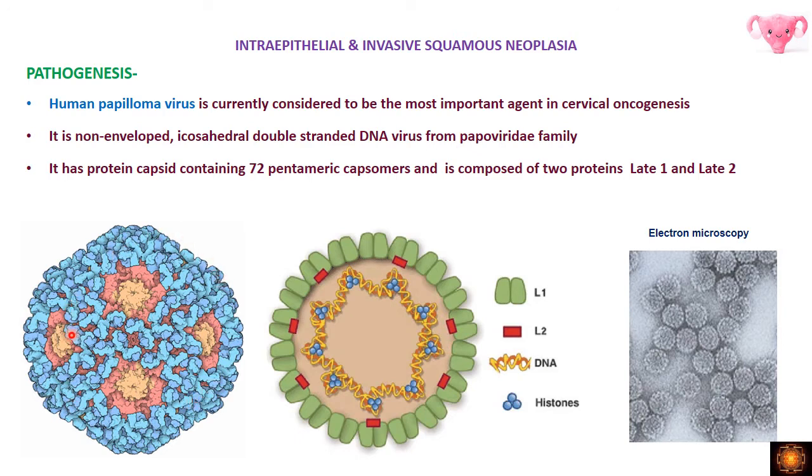It has a capsid, and in the capsid we have 72 pentameric capsomeres. You are seeing here the pentameric capsomeres. We have 72 such pentameric capsomeres embedded in this capsid. The capsid has two proteins, L1 and L2, late 1 and late 2, and within the virus we have a double-stranded DNA which is wound around histones. So this is a double-stranded DNA virus which is non-enveloped, and this is how it appears in electron microscopy.